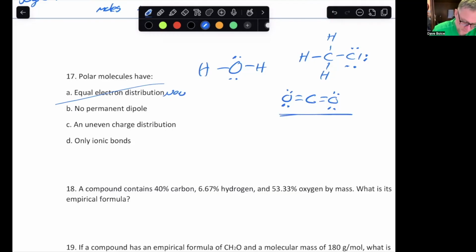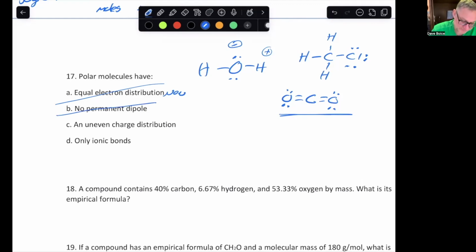Okay, and so here, in the case of water, you've got a lot more negative in the center than you do along the outside. So you have partial positives and negatives for water. So that's going to be one of the reasons it's polar. Something with no permanent dipole like CO2 is going to be nonpolar.